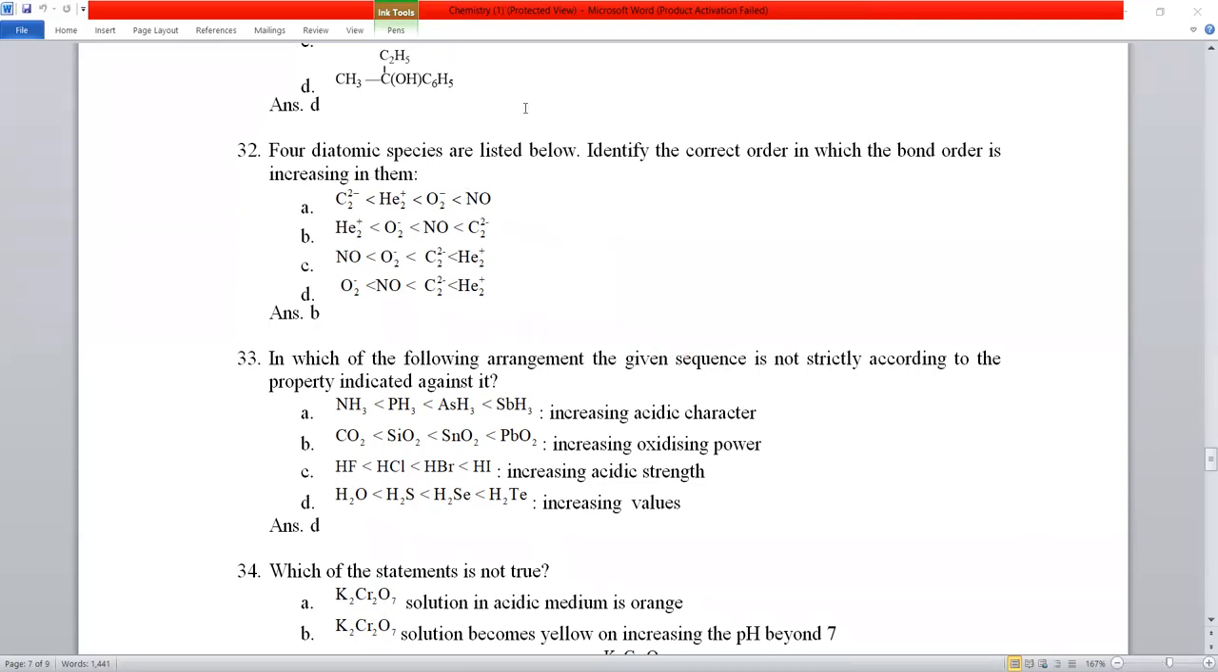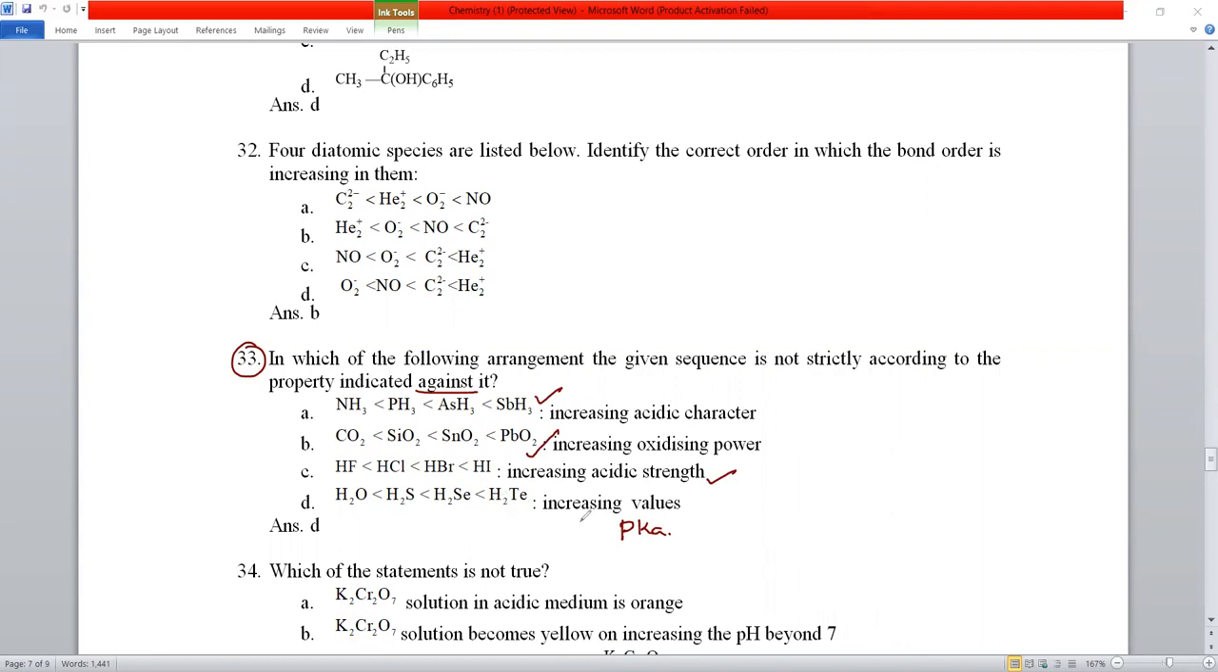Next question number 33, student. In which of the following arrangements are the sequences not strictly according to the property indicated against? They are increasing pKa values. The acidic character, if you see, increases from top to bottom, correct. Indicated against ketone, it is correct only. Carbon dioxide, silicon dioxide, SnO2, PbO2, increasing oxidizing power is correct. Top to bottom oxidizing power is increased for this one. And acidic strength increases from top to bottom here also, correct. And top to bottom increasing pKa values.